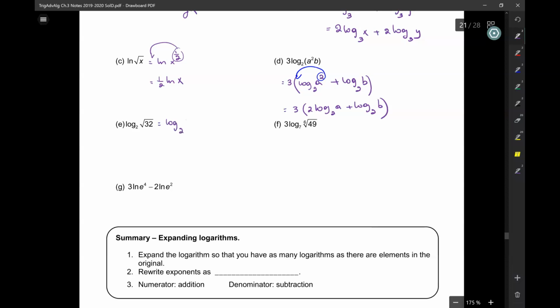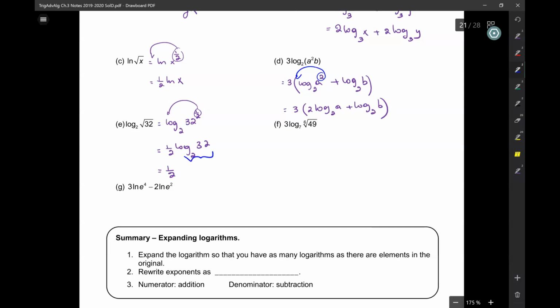Log base 2, 32 to the half. Yeah? Let's move the half down. Whoops, moving the half down. But now, anything we can simplify here? This is a half. What's this mess equal to?